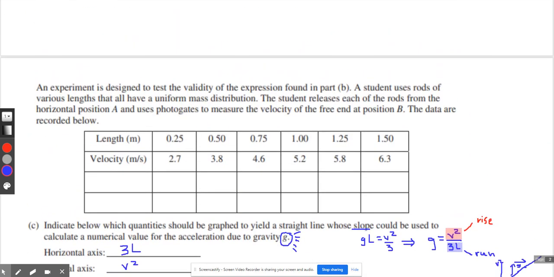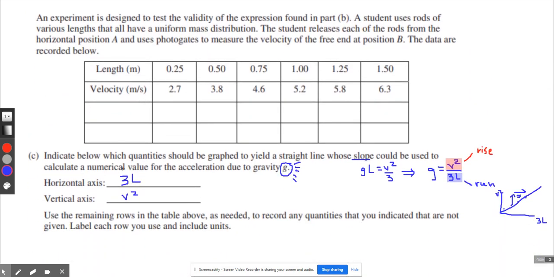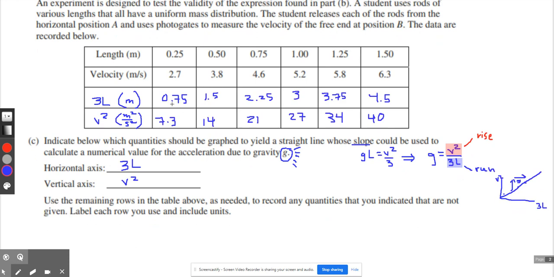Okay, so we're going to go up here and basically fill in this table. Let me just show you what I'm going to do. So we're going to do 3L. The units are just meters still. And down here it's going to be v squared, which now we've squared something, so it's going to be meters squared per second squared. Then I'm just going to run through these on my calculator as efficiently as I can for this timed test.